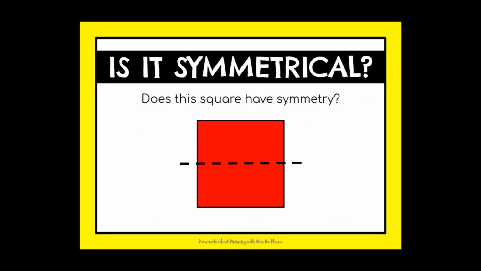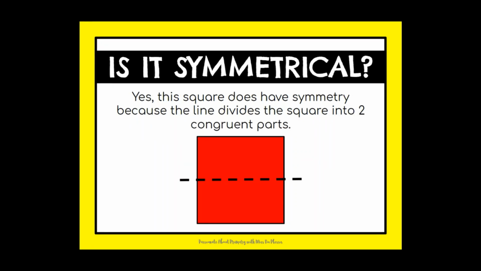Now let's take a look. Is the shape symmetrical? Does this square have symmetry? Yes, this square does have symmetry because the line divides the square into two congruent parts. The part at the top of the line of symmetry is exactly the same as the part at the bottom.